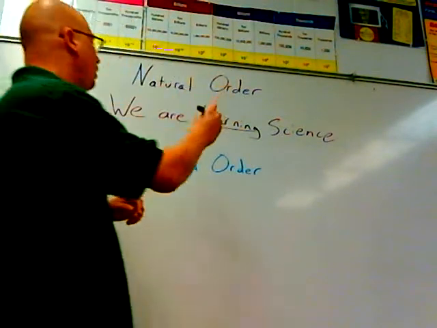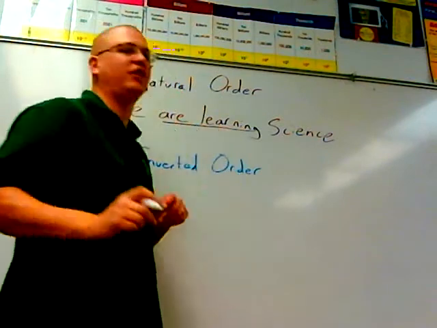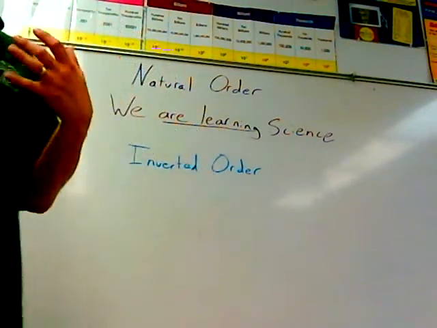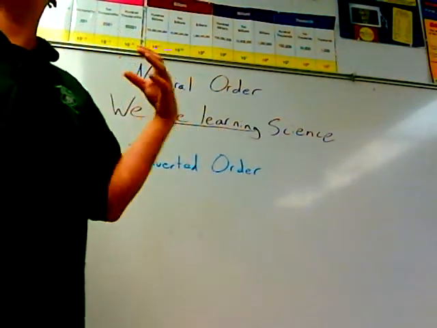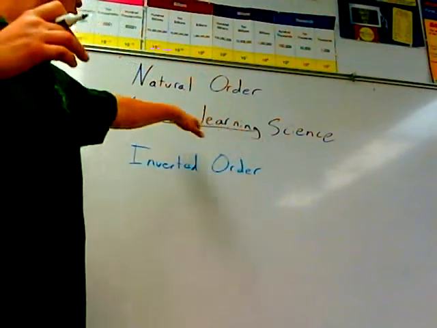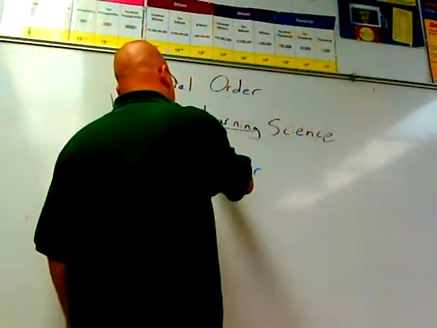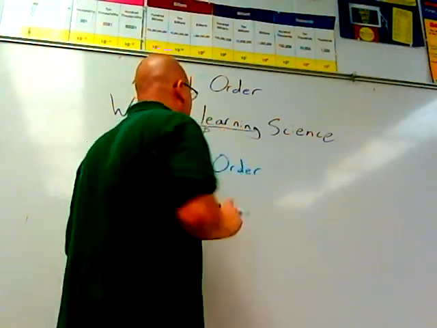Are learning. Are learning. Got our helping verbs and our state of being verbs and all those other funky little verbs that aren't quite in action but are still something you can do. Are learning. This is our simple predicate. This is the action in the sentence.